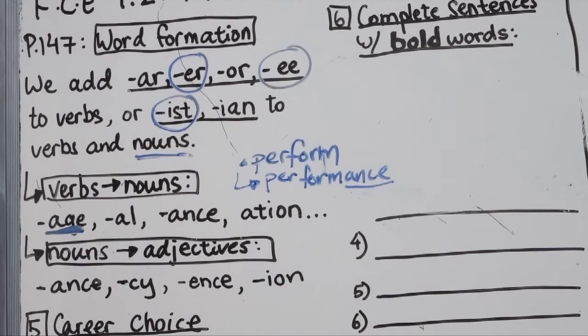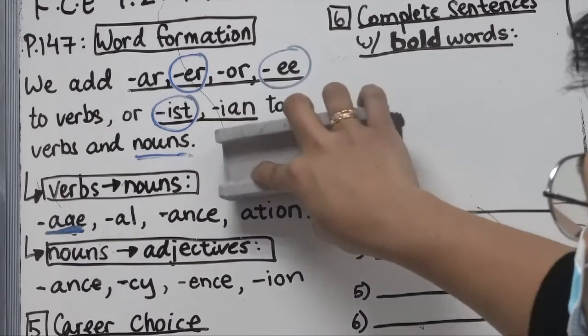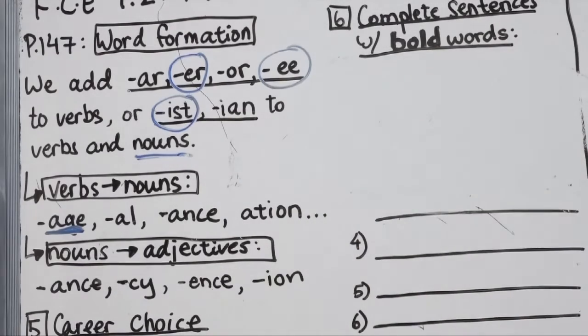So we have different kinds of word formations for people, verbs and nouns, and then changing verbs to nouns. And then finally we have another type, from nouns to adjectives. Alright, so let me erase this, and we'll talk about the nouns to adjectives up here as well. So from nouns to adjectives.